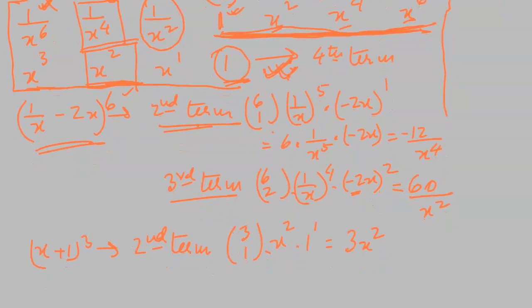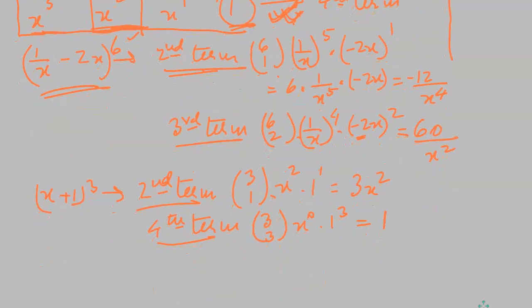And the fourth term. This is the second term, now the fourth term. This will be equal to 3c3 times x to the power of 3 minus 3, that is 0. Let me write x to the power of 0 and this is 1 to the power of 3. 3c3 is equal to 1, x to the power of 0 is equal to 1 and 1 to the power of 3 is also equal to 1. So this term is a constant, it is equal to 1.